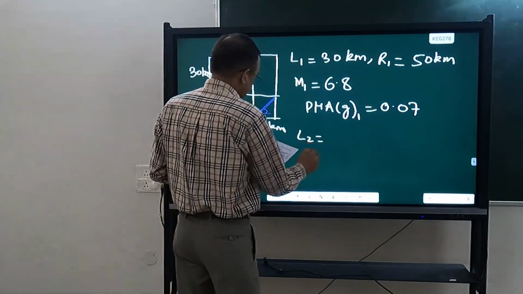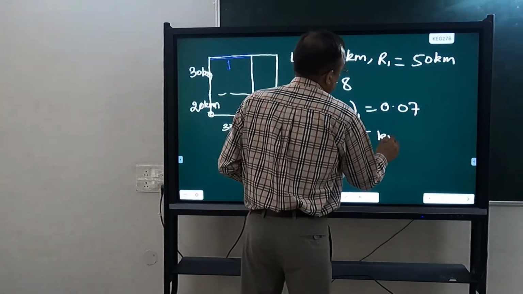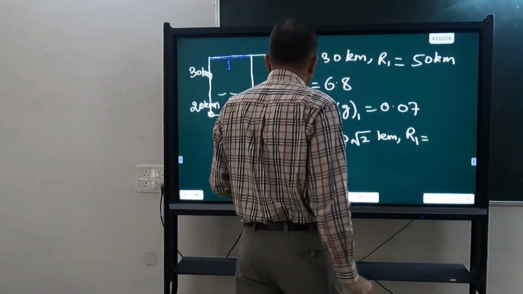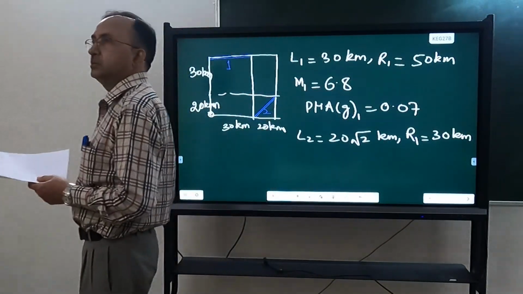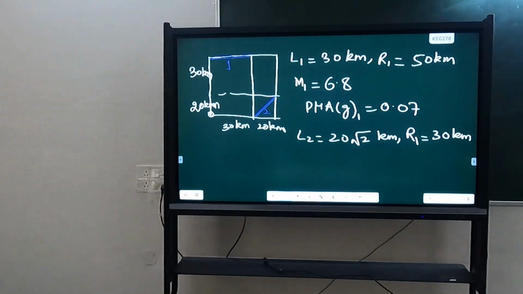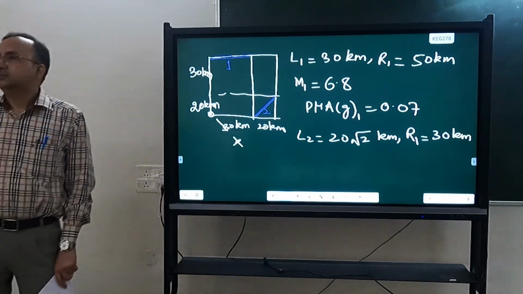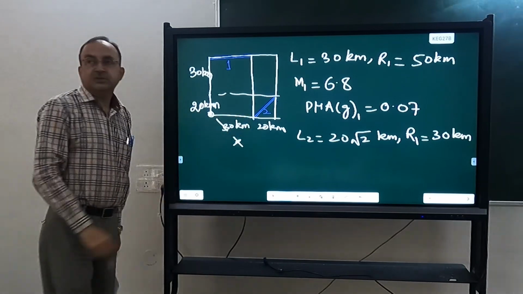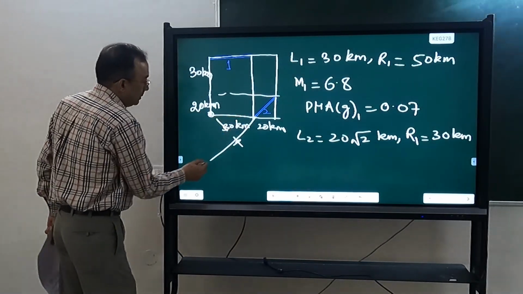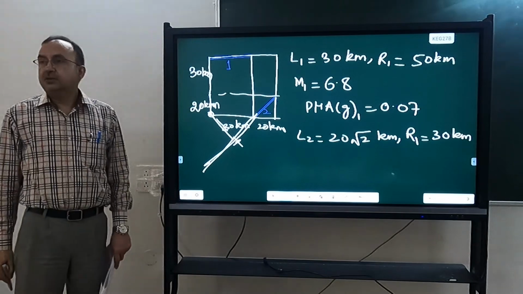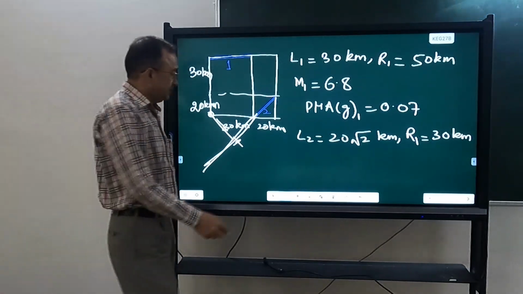Fault 2, the length is, the shorter distance is 30 kilometers perpendicular, but there is no fault here. Shorter distance is this, the shorter distance to the fault. If your fault was going like this, then this can be the shortest distance. But the fault has stopped here itself. So the shortest distance is not that.